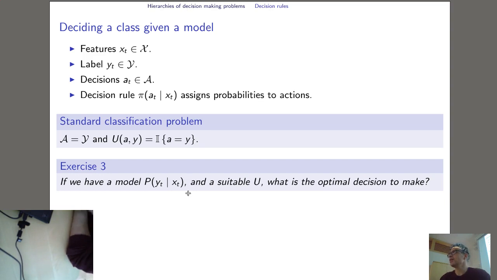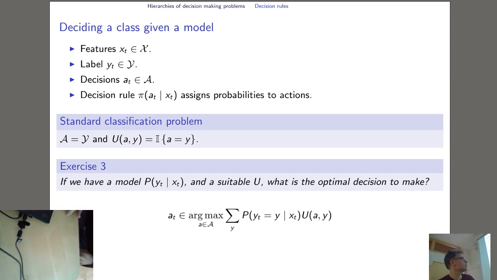So this is a trivial exercise, so anybody should be able to answer this. If you have some model that tells you the probability of a class given the input, and you have this utility here, then what is the optimal decision to make? Yes? Pick the label with the highest probability. Yeah. In this case, pick the label with the highest probability, because if you write it down, this maximizes this.